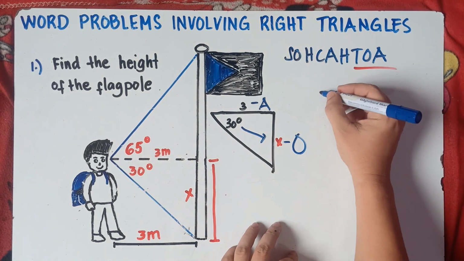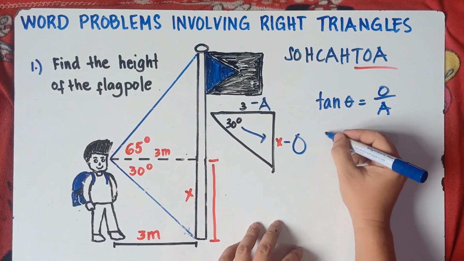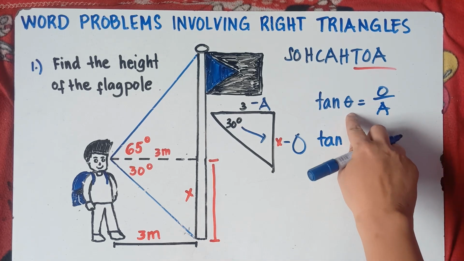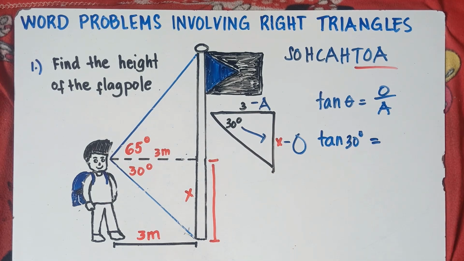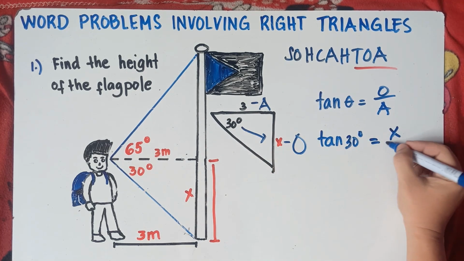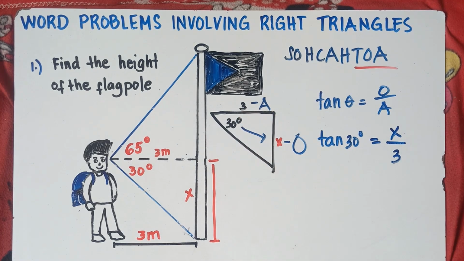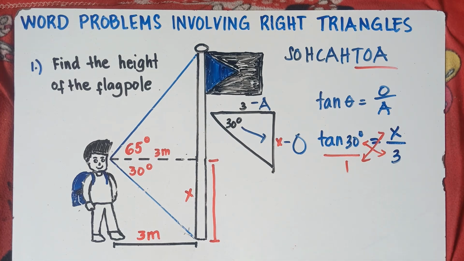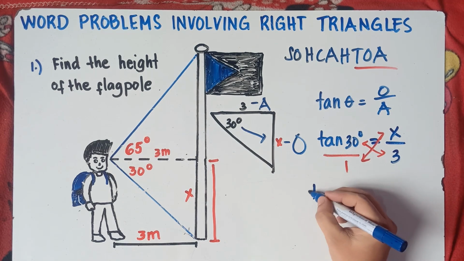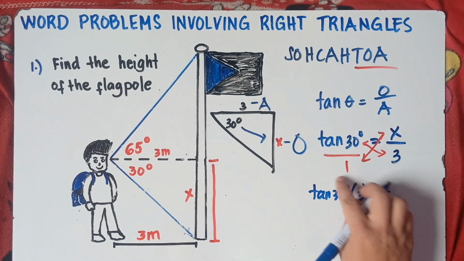Alright, so let's use tangent. So this is tangent theta equals opposite over adjacent. This theta, class, represents the angle. So tangent 30 degrees equals opposite, which is x, over adjacent, which is 3. Then we cross multiply. Understood that there's a 1 here. So simply cross multiply. This will be tangent 30 degrees times 3 equals x times 1, that is x.